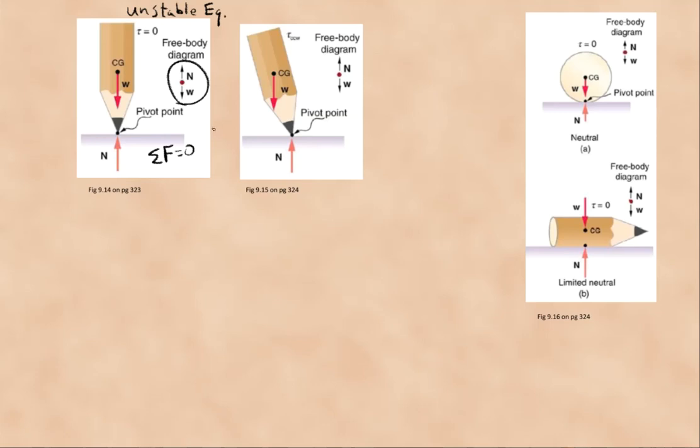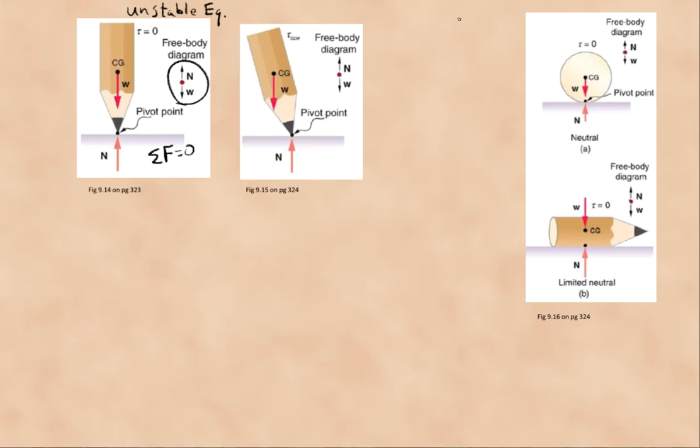In our ball example, here's a picture of a ball in equilibrium, but it's unstable equilibrium. If we give it a little push away from equilibrium, the ball rolls away, never returning.